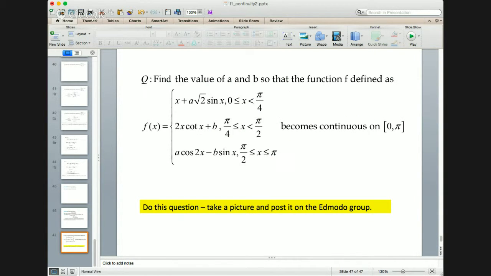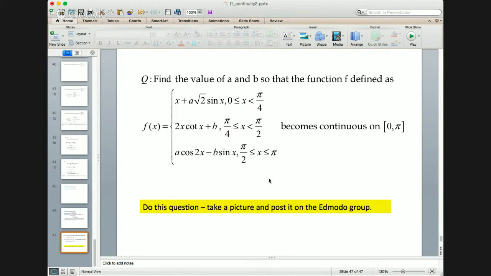So here's my last question on continuity in this session for you. And as in the last session also, I had asked you to do one particular problem and post the solution. If you can just take a picture and attach it with your post, that would work.